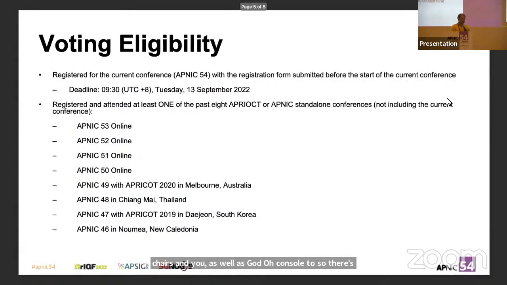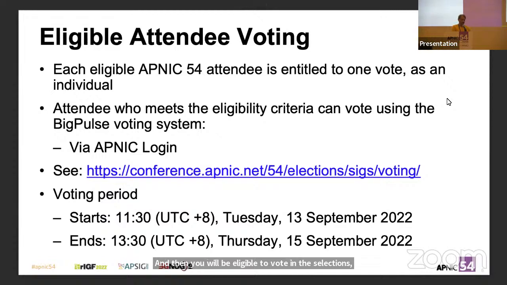How do you vote in the elections? If you are registered for this conference as of yesterday at 9:30 Singapore time, or you are not registered but have attended any of the past 8 conferences, then you will be eligible to vote in these elections. How do you do it? You log in on the conference website, and it will direct you to the Big Pulse, our voting system, and then you'll vote in these elections.